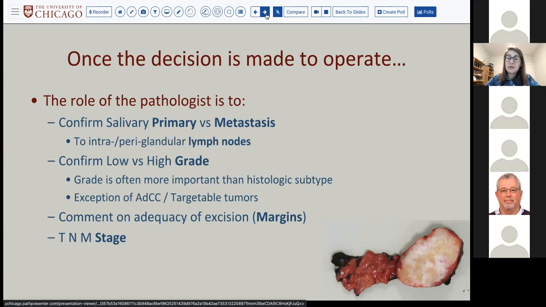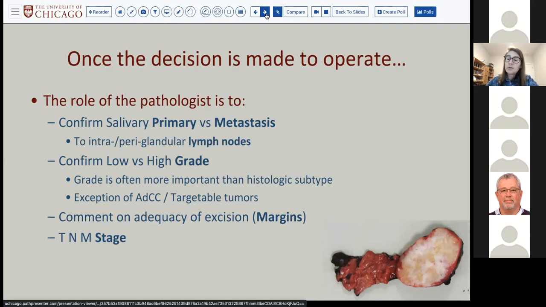Giving a diagnosis of intermediate grade is generally not helpful to our clinical and surgical colleagues, because that's very hard for them to understand whether to treat as a low grade or to give adjuvant chemoradiation as a high grade. So we really try to help them push these tumors into one or the other.